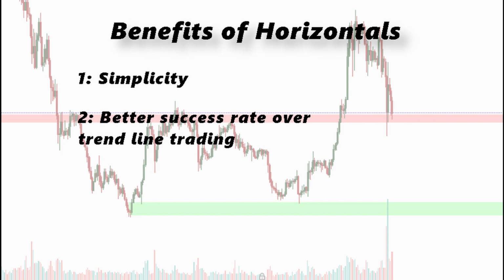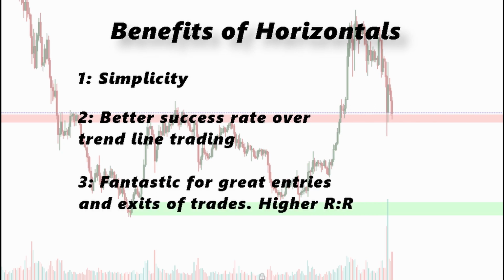Better success over trend line trading. This may be personal opinion, but having kept a trading log of my trading style using trend lines versus horizontals, there was a 15% higher success rate. Also, see my bull flag video for analysis of bull flags and why I don't think they work. And finally, fantastic for great entries and exits of trades and a higher risk to reward ratio. Price zones are definite. It is clear when price is being broken. Continue watching for an example of stop loss when used with horizontal lines.